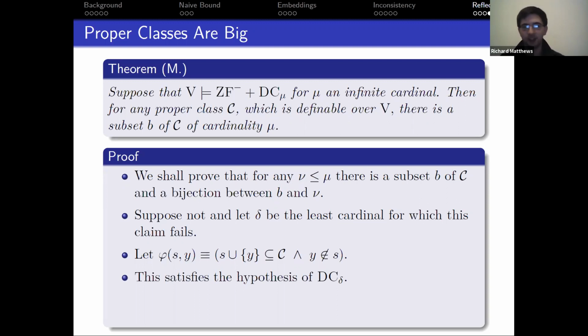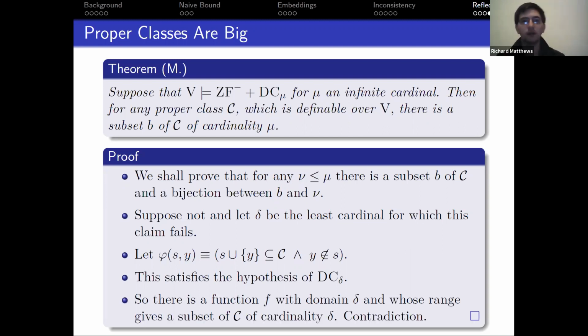So if I give you a sequence of S many elements, I've given you a set in C, so there must always be some other point not in it. Because delta was less than mu, DC mu implied DC delta. So therefore we have DC delta holds. So I can find a function whose domain is delta and whose range is now a subset of C. And by the definition of phi, each element must be distinct. So I've got a subset of cardinality delta, which contradicts our statement that the claim failed.